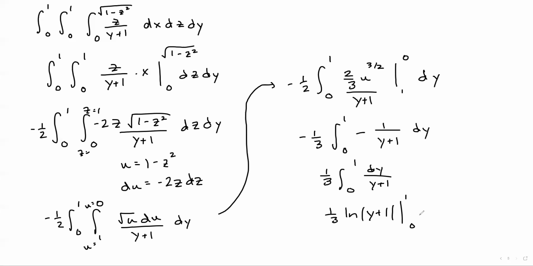So that's 1/3 natural log, plug in 1, and you get 2 minus 1/3 natural log of 1. The natural log of 1 is 0, so we're just going to get 1/3 natural log 2. And that's the answer. Okay, so there's a couple examples of how to just go through and evaluate a triple integral.